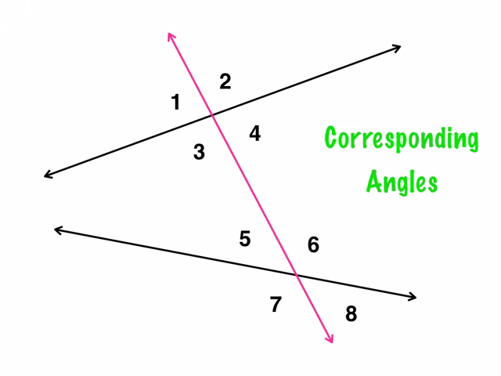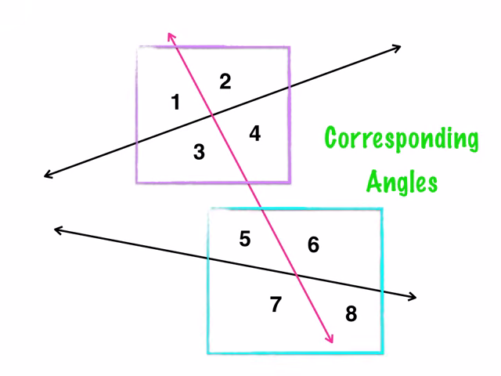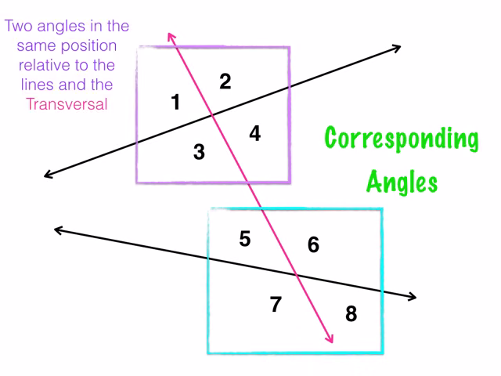The 8 angles that were created by my two lines and a transversal can be divided into two groups. My top group, the 4 angles created by one line and the transversal, and my bottom group, the 4 angles created by the other line and the transversal. Corresponding angles are two angles that are in the same position relative to the lines and the transversal.